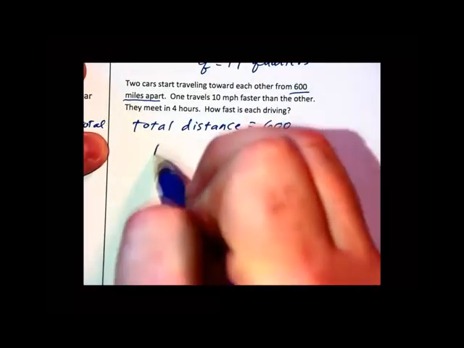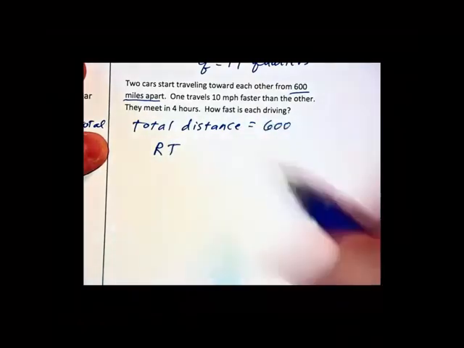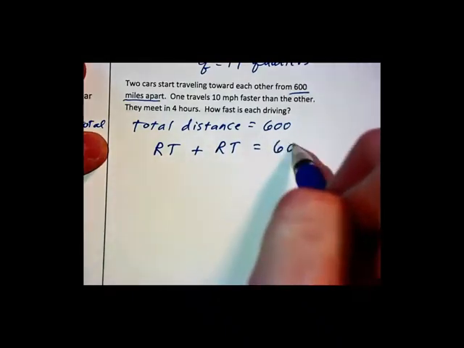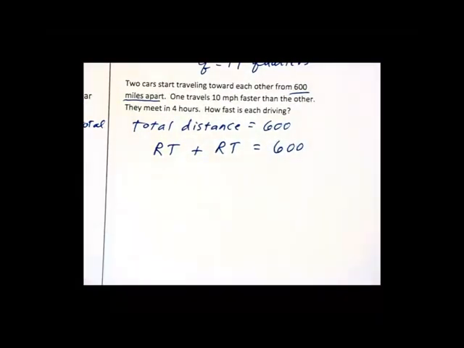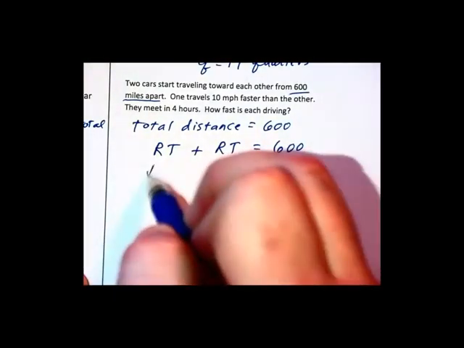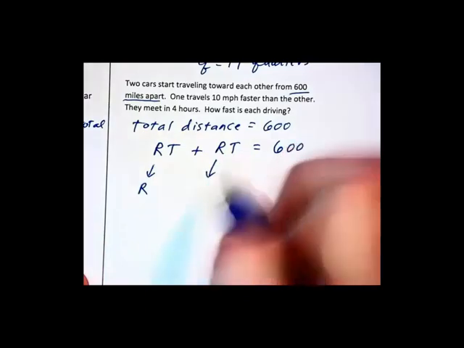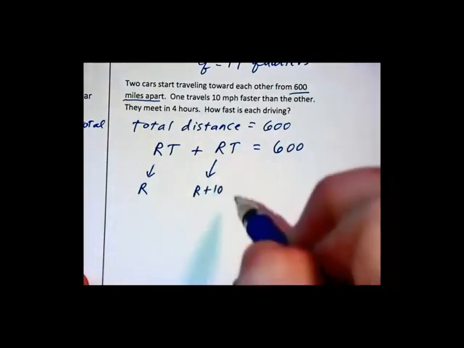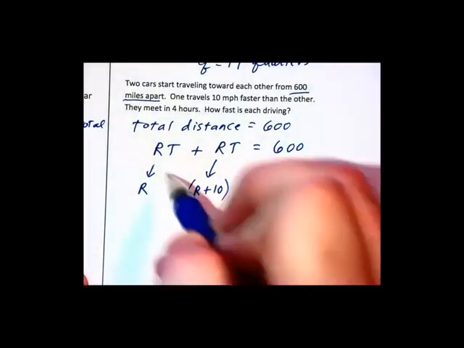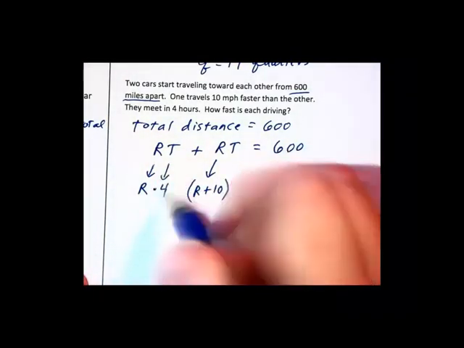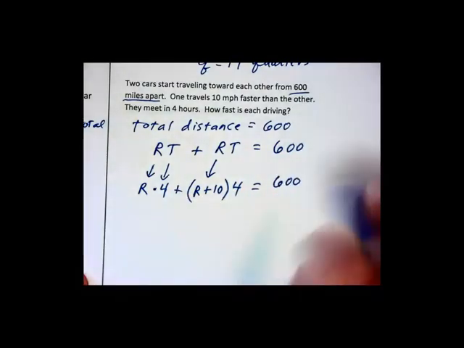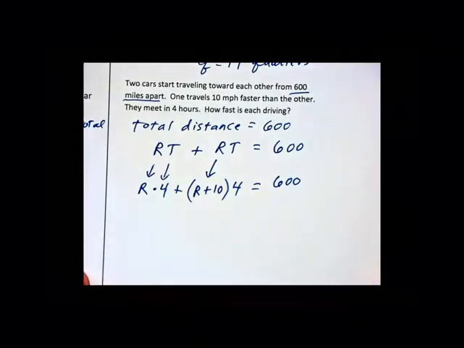So the distance of one car, RT, distance equals rate times time, plus the distance of the other car, its rate times time, is going to be 600. There's my equation to start off with. We know that one car is going 10 miles an hour faster, so one car traveling at R, the other car is traveling at R plus 10. You know that they're going to meet in 4 hours. Nobody gets a head start, so both of the times are going to be 4. The plus sign between there, and there's our equation. No tricks up the sleeve.